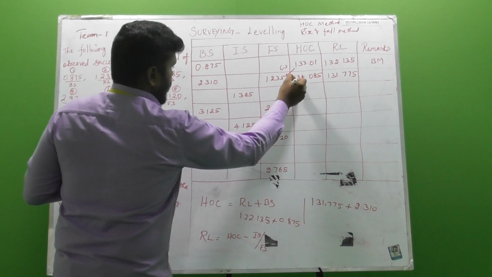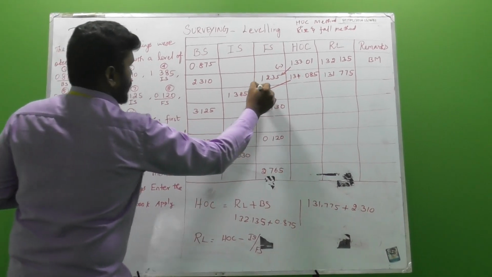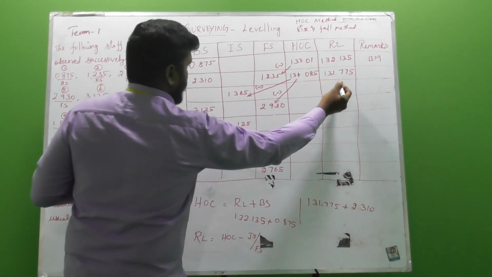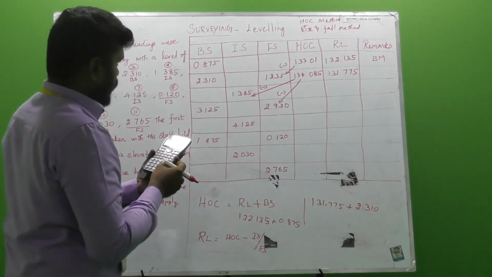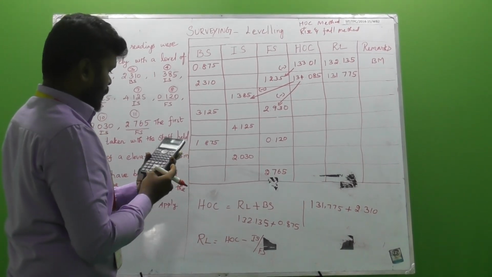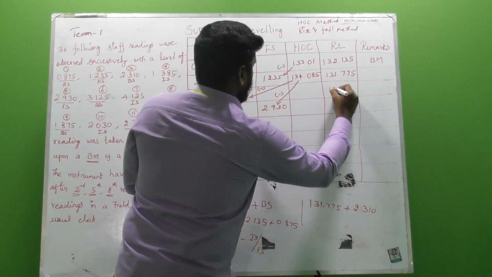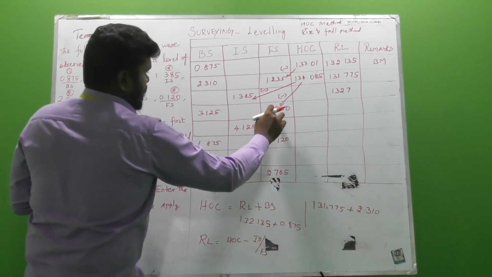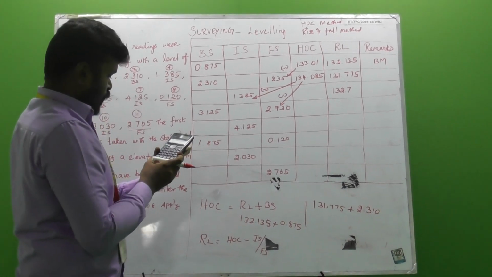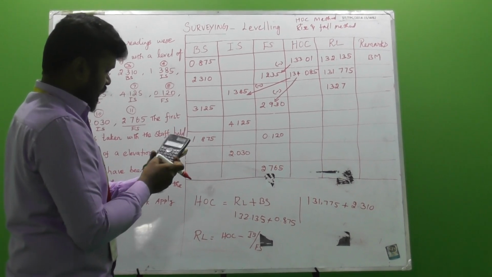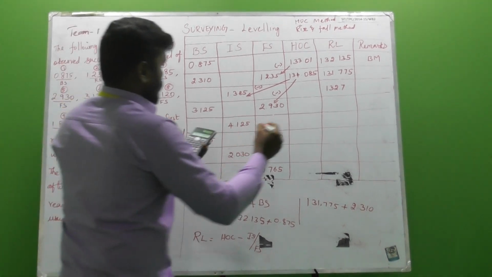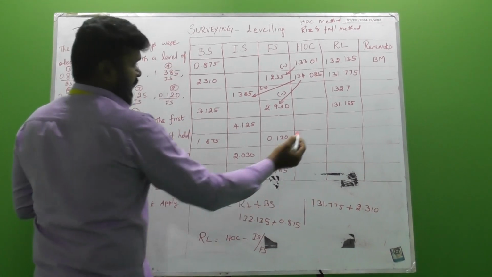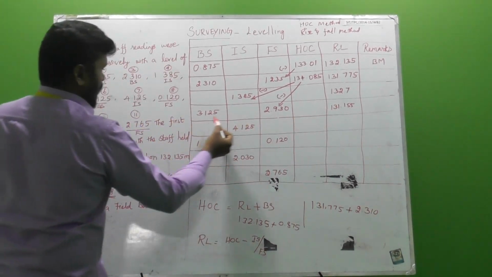Similarly, next we have to find the RL value. We know HOC minus IS, similarly HOC minus FS, gives the RL value. So 134.085 minus 1.385, the RL value is 132.7. Similarly, the same HOC value 134.085 minus the FS value 2.930 gives 131.155. The RL value is there and in the same line the BS value.